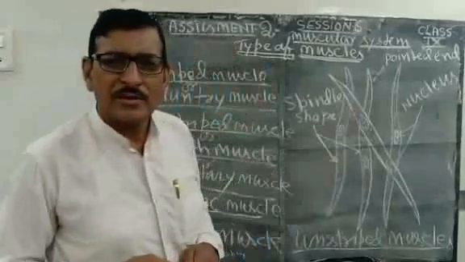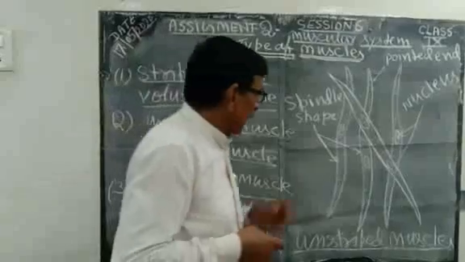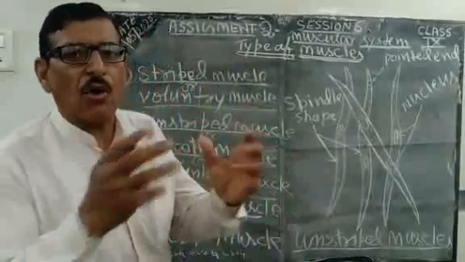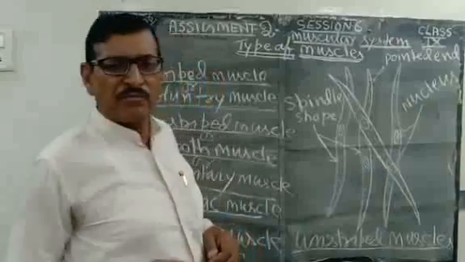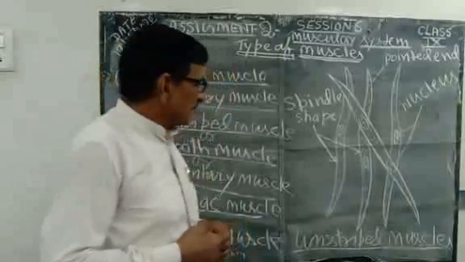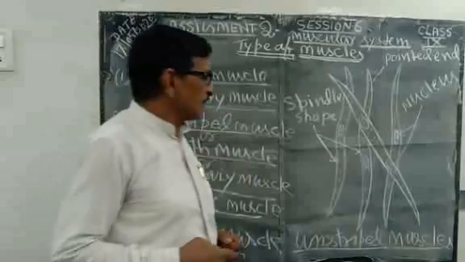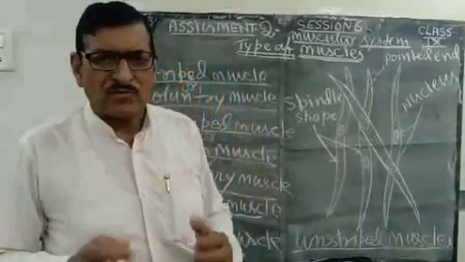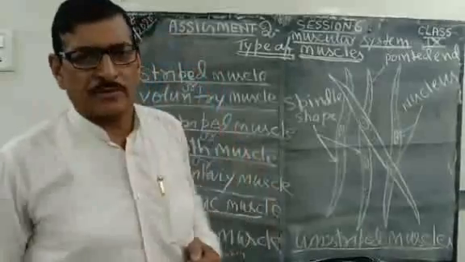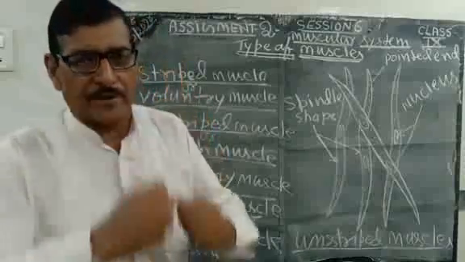They are found, or we can say they are present, in the walls of blood vessels and the walls of digestive organs, like the intestine, colon, stomach, and so on. They help to push the food, and also help to push the blood.